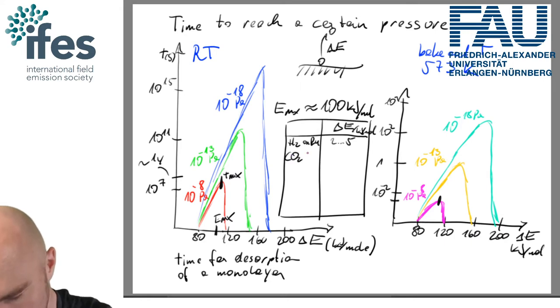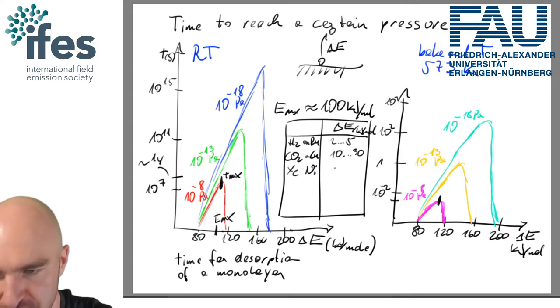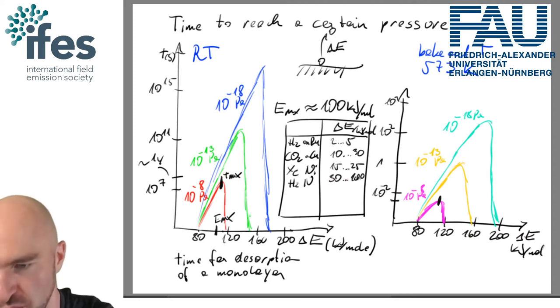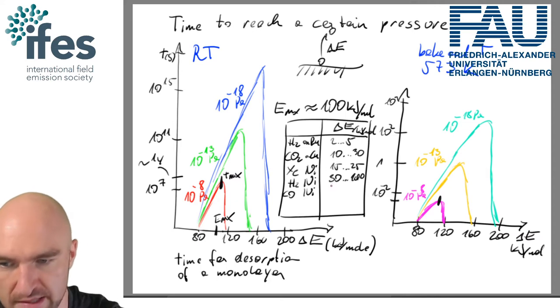CO2 on copper would roughly be 10 to 30. If you go to the heavier noble gases, xenon on nickel would be about 15 to 25 kilojoules per mole. If you go to some metals, for example hydrogen from nickel, we would be in the range of 30 to 100, so that would obviously be a little bit problematic. Carbon monoxide from nickel, a lot of people do studies on nickel if you do surface science, would be 100 to 150.